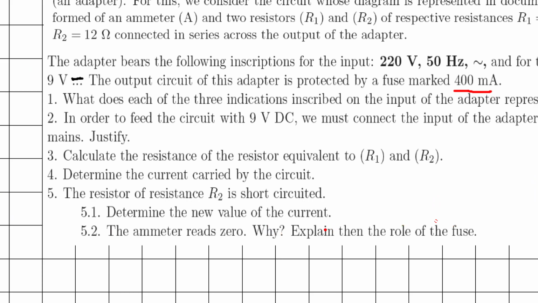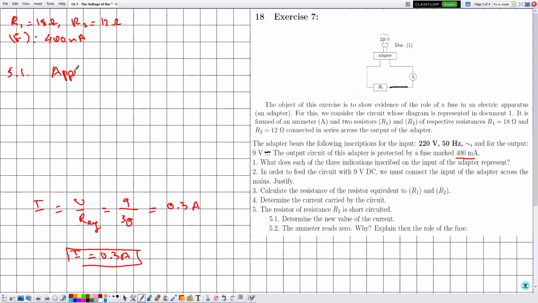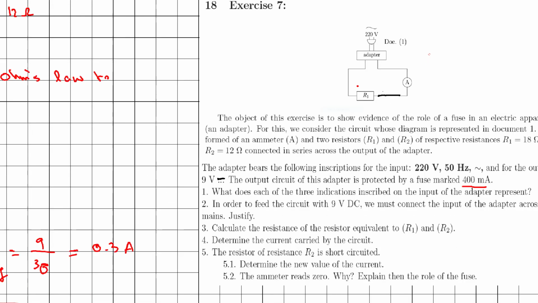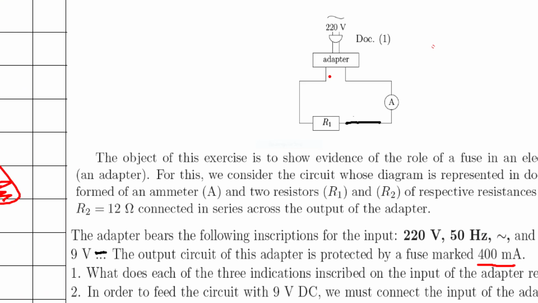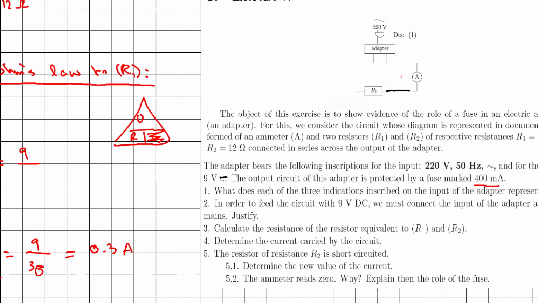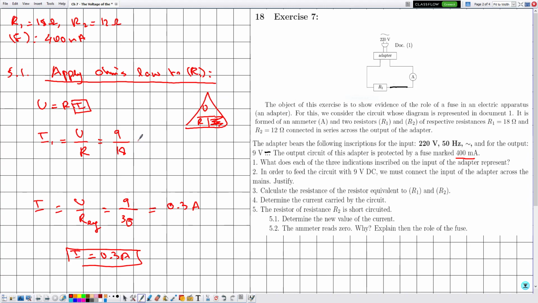Determine the new value of the current, and this can be done using Ohm's law. So the only component present in the circuit is R1, given by U is equal to R multiplied by I. We are interested in determining the value of I, constructing the triangle. Then the new I, let's say I1, is given by U divided by R. Here we are talking about the output voltage of the adapter, which is 9 volts, divided by the resistance of R1, which is 18. Now this is 0.5. Since everything is expressed in the SI, the value of I1 will be in amperes. Then the new current traversing the circuit is 0.5 amperes.